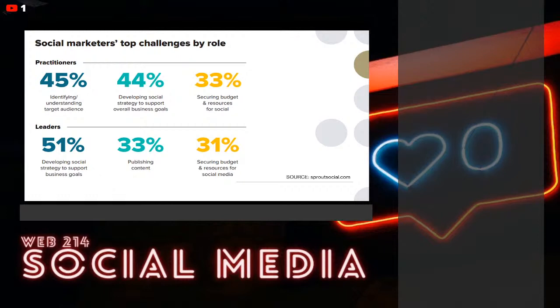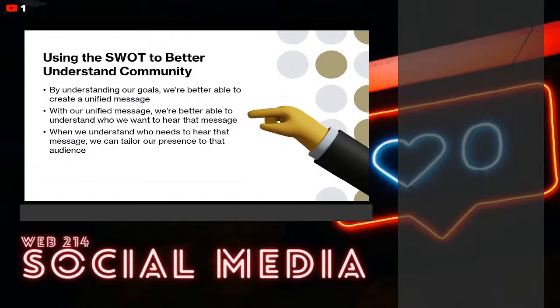So we can put a bow on this, wrap it up neatly with one slide here. And that's just using our SWOT analysis to better understand community. Because by understanding the goals that we're setting, using our SWOT analysis to set SMART goals, we're able to create a unified message. A message that we can take across all platforms. We're able to solidify that brand that we talked about a few weeks ago, and solidify it across all platforms, a unified message, a unified brand identity that we take from YouTube to Twitter to Facebook to Instagram, wherever we go, right?